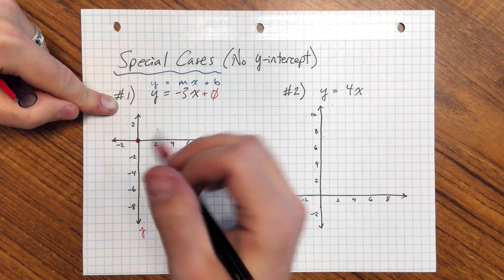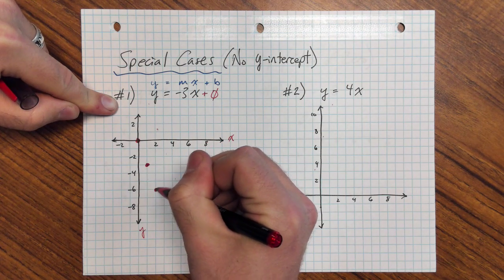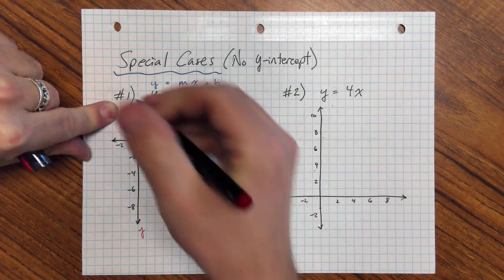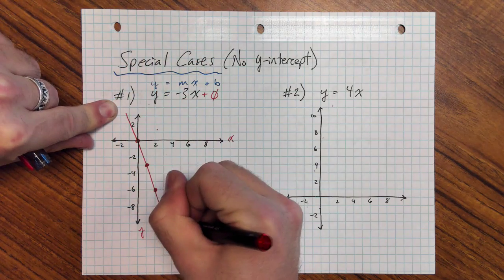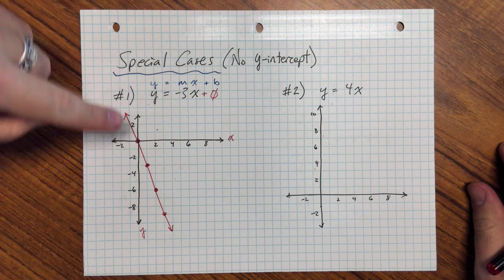Then we use our slope. Down 3 over 1. Down 3 over 1. So the difference about this one is there's no y-intercept listed, therefore the y-intercept is actually 0, right at the origin.